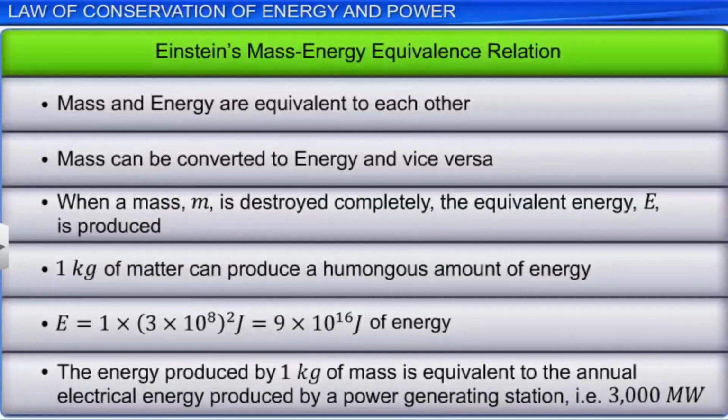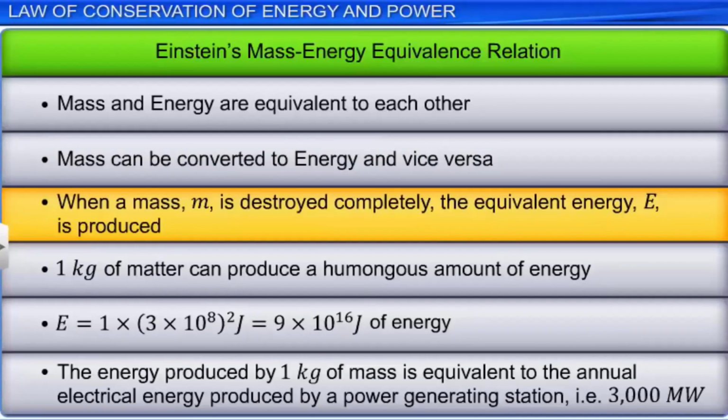Thus, according to Einstein's mass-energy equivalence relation, mass and energy are equivalent to each other. Mass can be converted into energy and vice versa. When a mass m is destroyed completely, the equivalent energy E is produced.